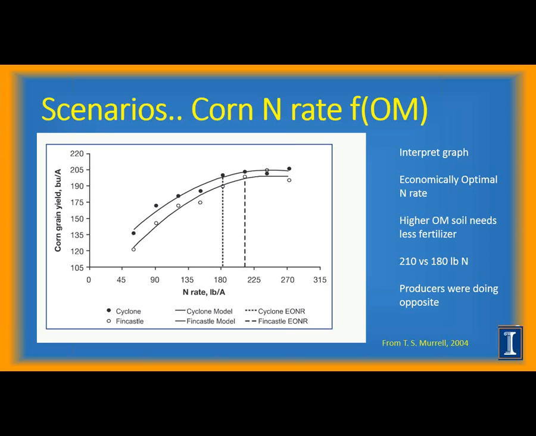So they may throw up a graph like this, and then you'll be asked to look for the economically optimal nitrogen rate, and you can see that's shown right there, where you come up and look at the intersection of the lines, and you've got higher organic matter soils needing less fertilizer. Seems contrary to some of the practices we've seen over the years. But in this particular case, you'd be putting 210 pounds out on the lighter soil and 180 out on the one with a little bit higher organic matter.